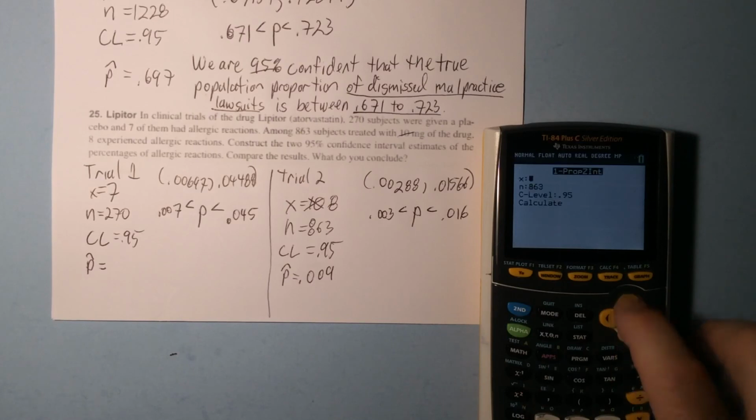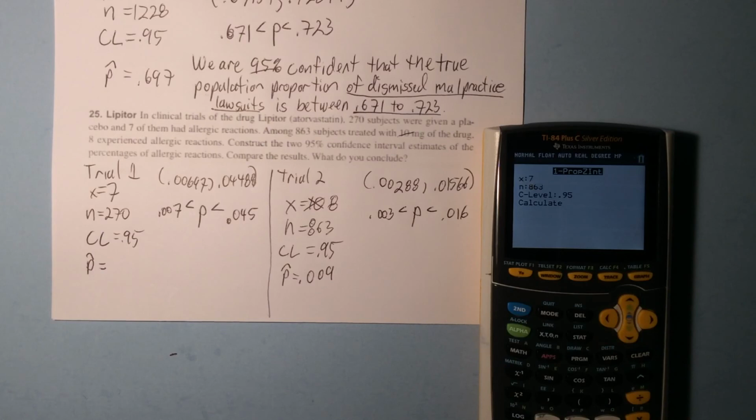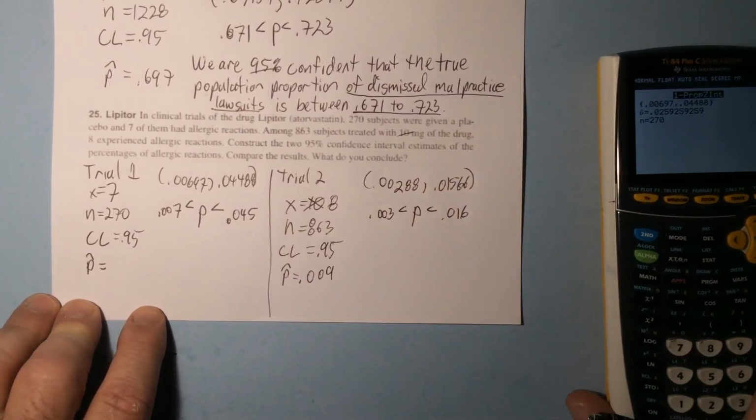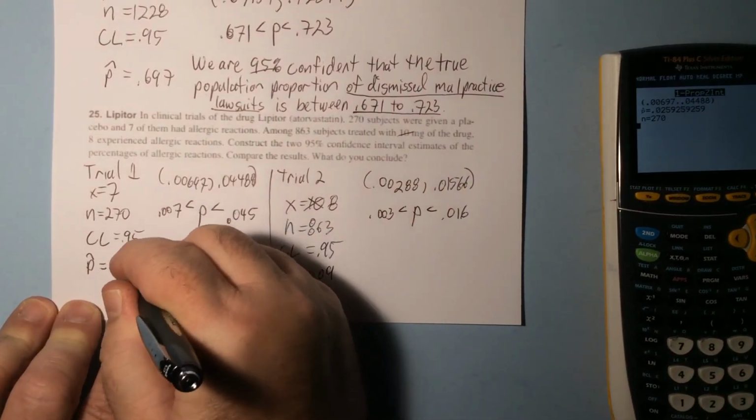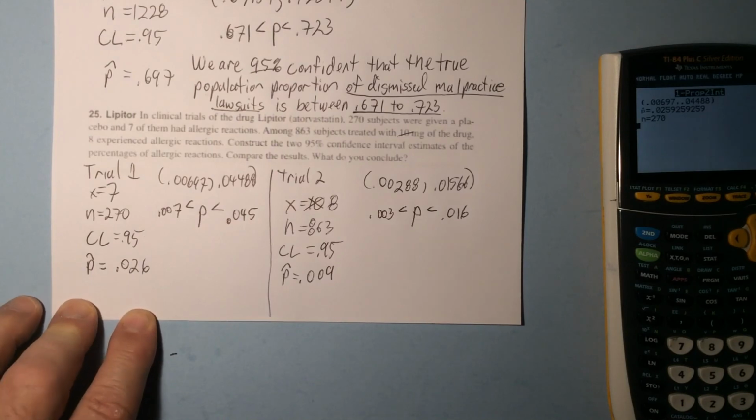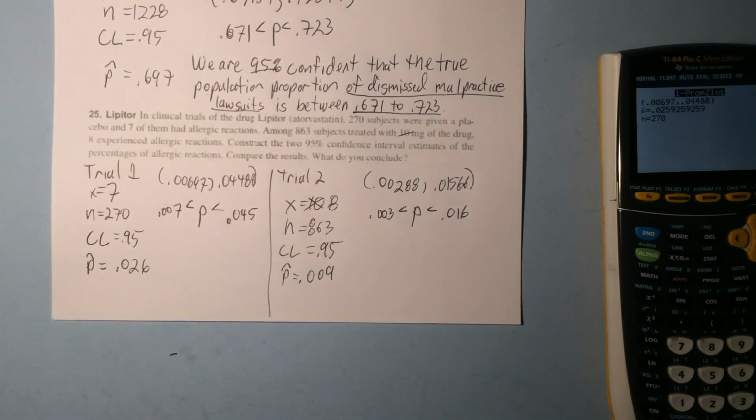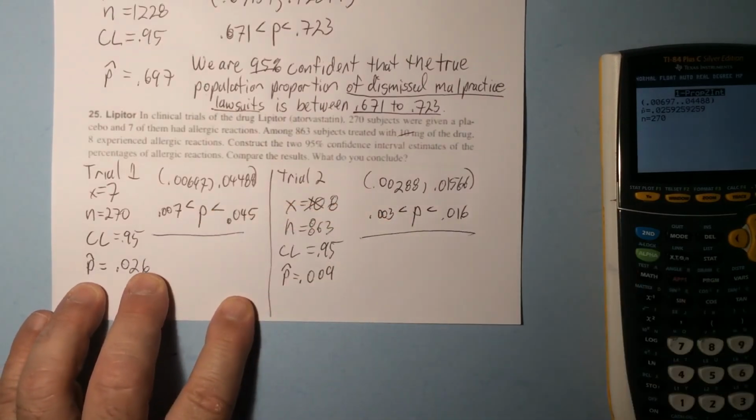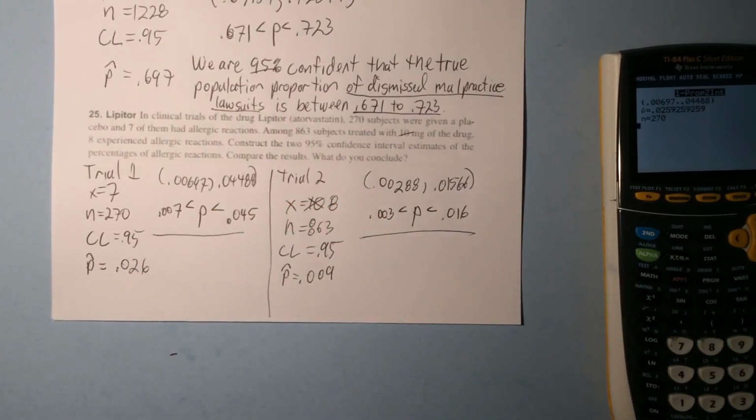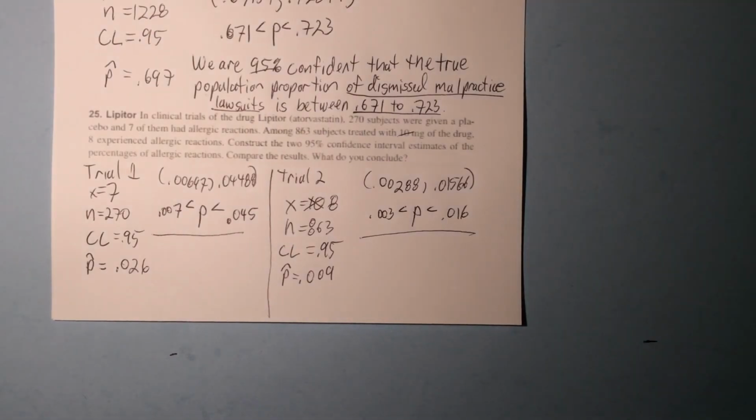Okay, so I'll make that 7, 270. Okay, so this is 0.026. Okay, so pretty small numbers overall. So the big thing I wanted students to take away from this is what information do we extract from a problem, what do we need to write down, and how can we use the graphing calculator to generate the confidence interval, round it properly, and then write appropriate interpretations of the situation. I hope this is helpful.